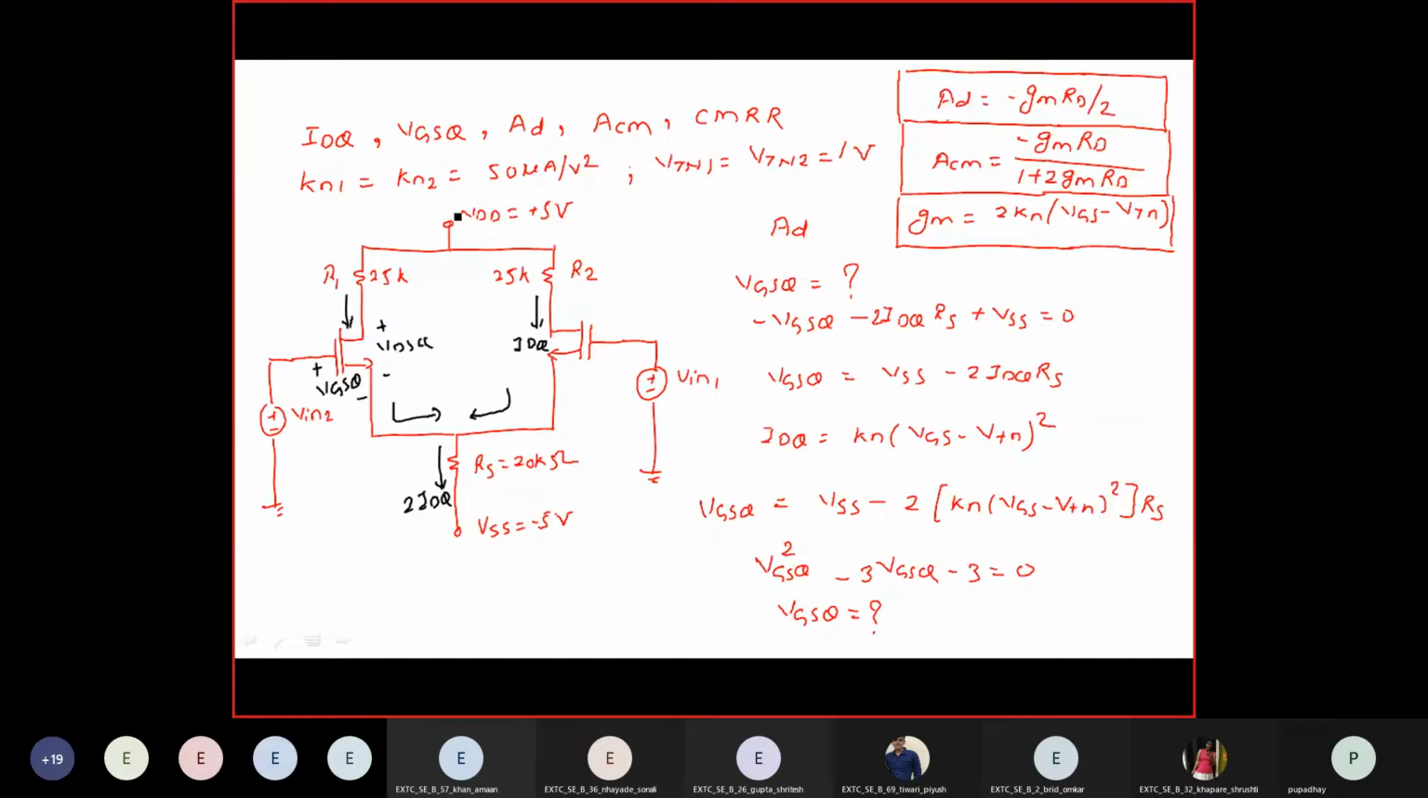This is biased with VDD voltage and this is biased with VSS, minus 5 volts, and there are two input signals applied. For a differential amplifier they are 180 degrees out of phase. So Vin1 and Vin2 will be 180 degrees out of phase in differential mode of operation. Okay, let's go and build the circuit in LTSPICE.